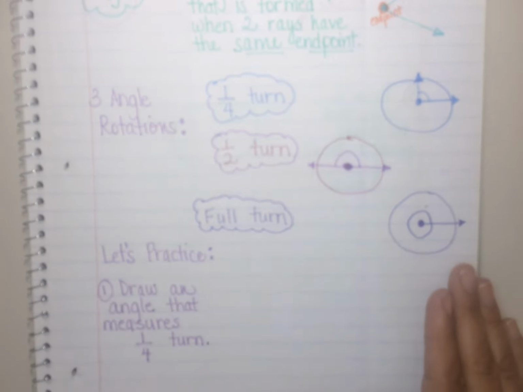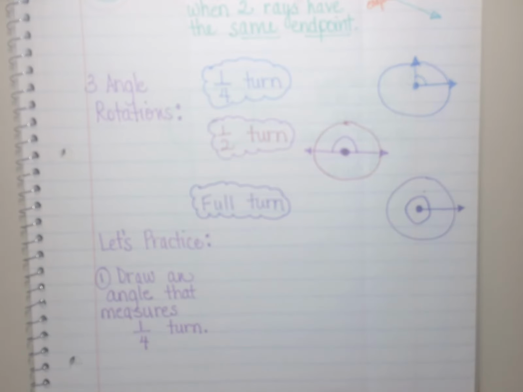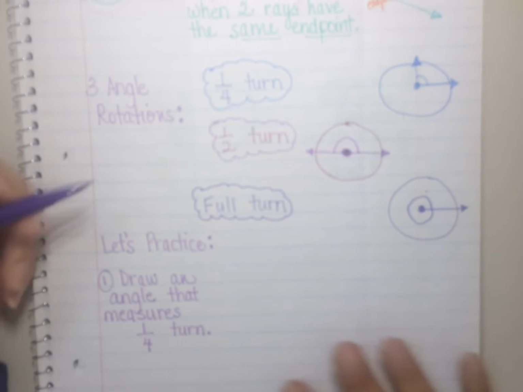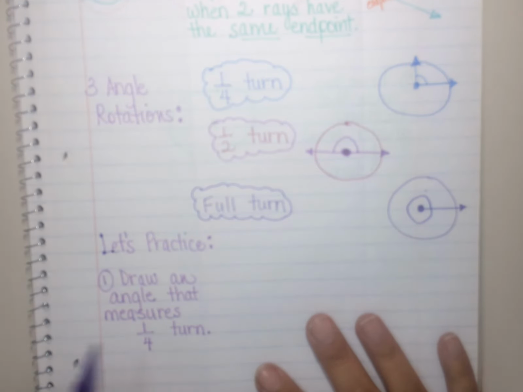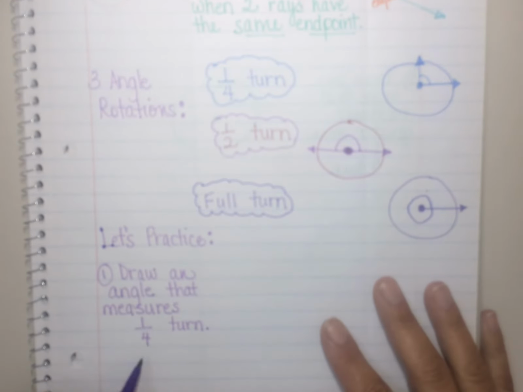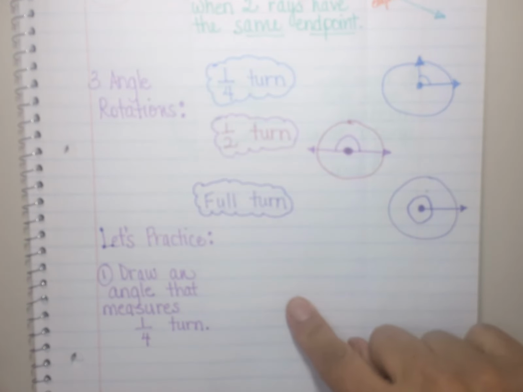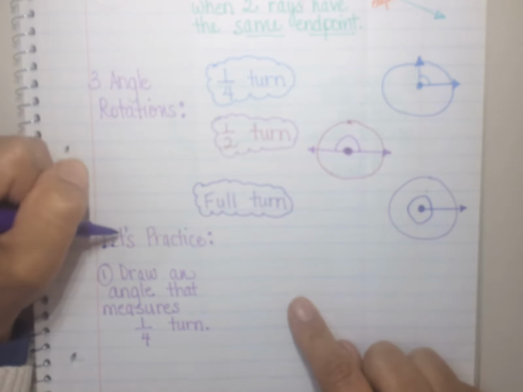And now we're going to practice. Number 1, I want you to draw an angle that measures 1/4 turn. Please copy these directions. And in this middle section here, you're going to draw a circle and you're going to show a 1/4 turn.